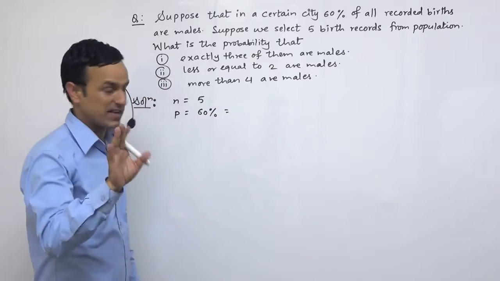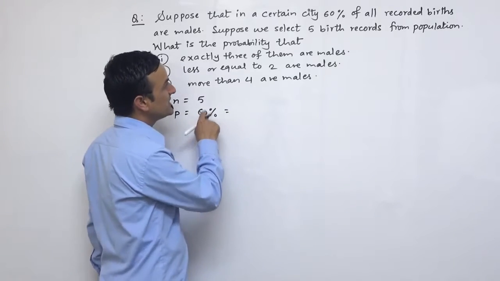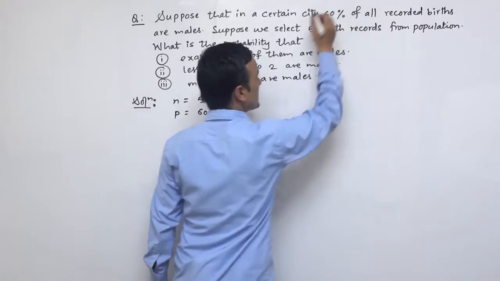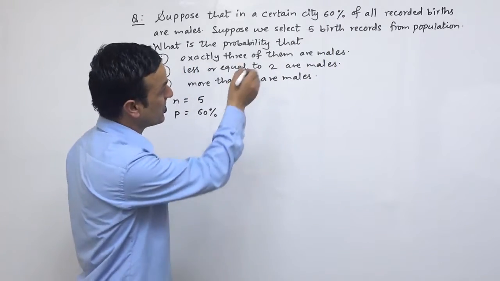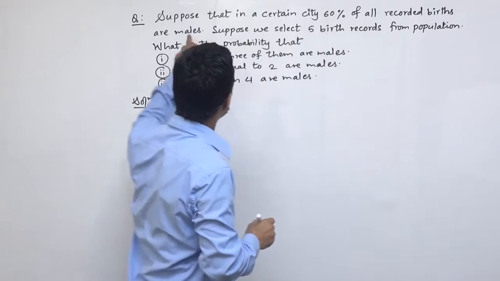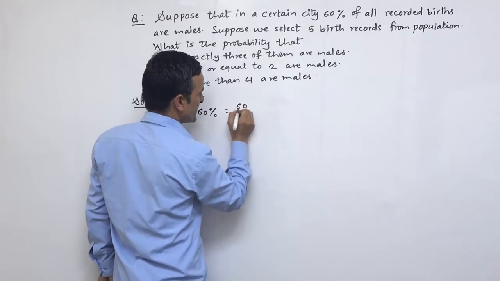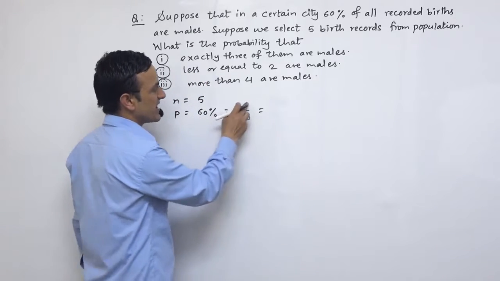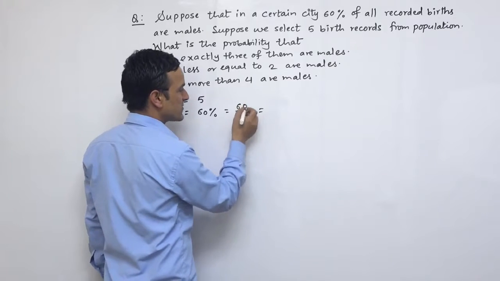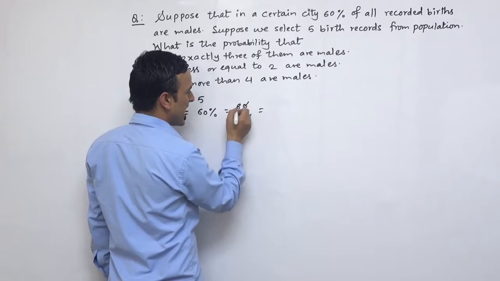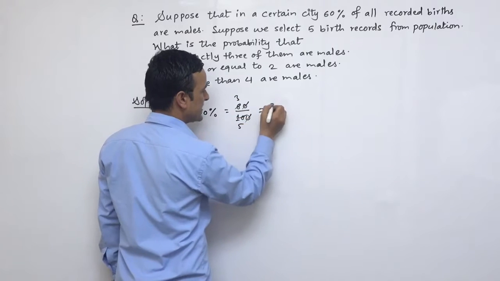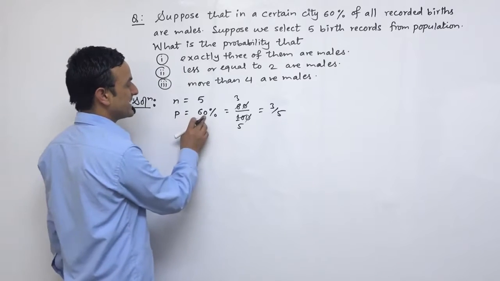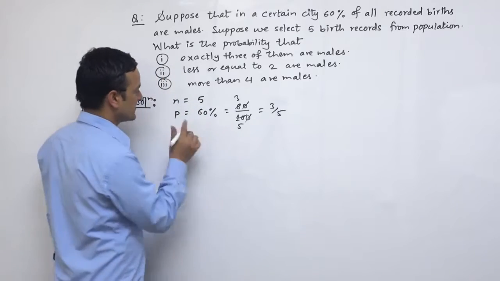That means out of 100, 60 birth records are male. So this percentage is the probability of getting these male events. So 60% is written here; convert the percentage by removing the percent sign and writing 60 by 100. If we cut the zeros, and 6 and 10, 2 3s are, 2 5s are, then this will be 3 upon 5. This is the probability of getting a male birth.